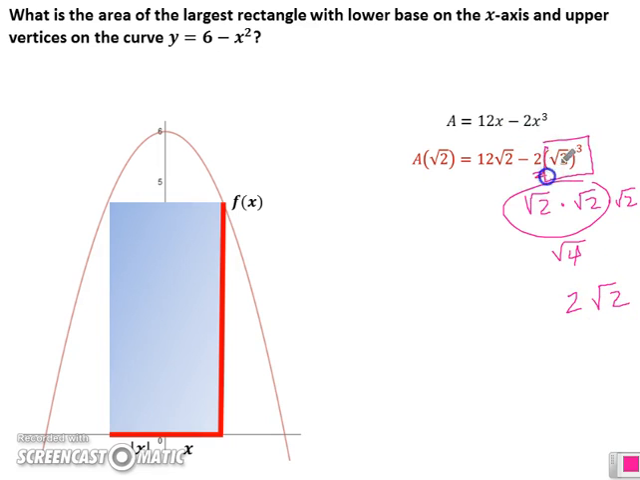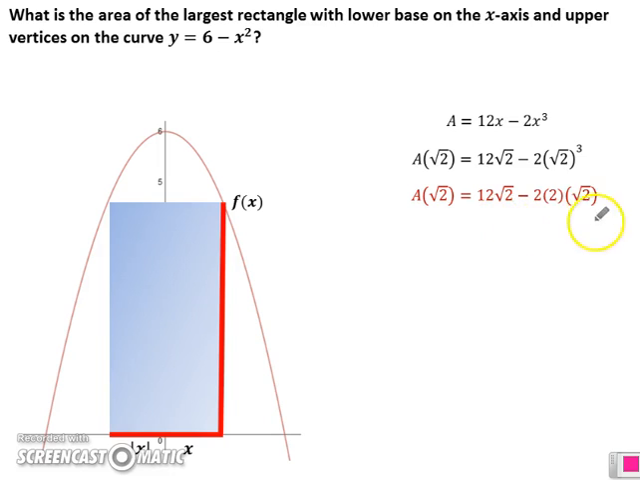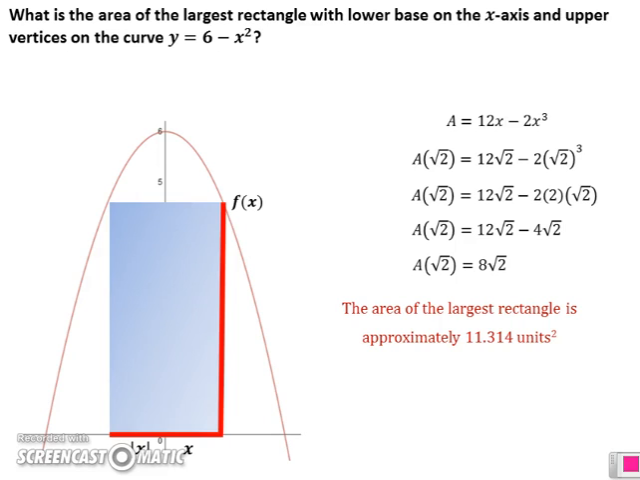And then we're going to multiply it by this 2. So this ends up being 2 times another 2 from this, and then 1 left over square root of 2. We end up with 12 square root of 2 minus 4 square root of 2, which is 8 square root of 2. So it's approximately 11.314 units squared.